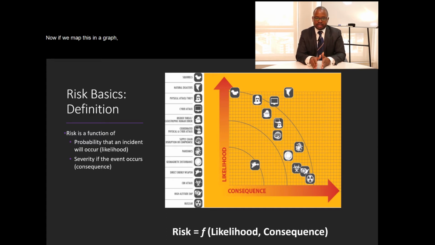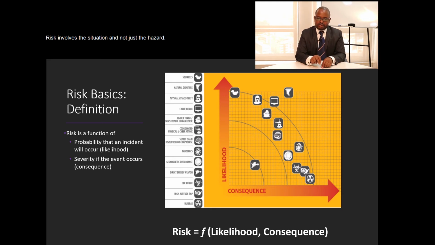If we map this in a graph, if the likelihood of an incident happening is low and the consequence is also low, say the consequence could be a burn, we say that the consequence is low. On the other end, a consequence that would be very high is death. So if the likelihood of an incident is very high and the consequence is very high, then we say the risk is very high. If the likelihood of an incident occurring is very low and the consequence is low, then we say the risk is low.